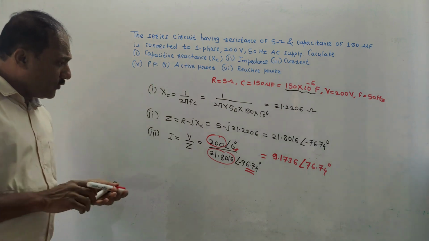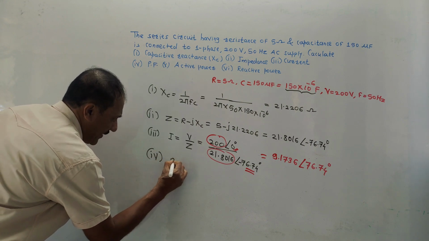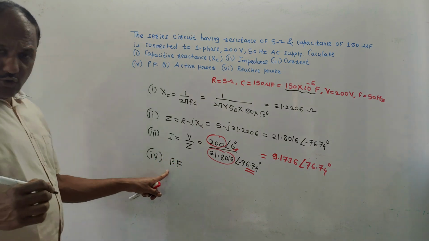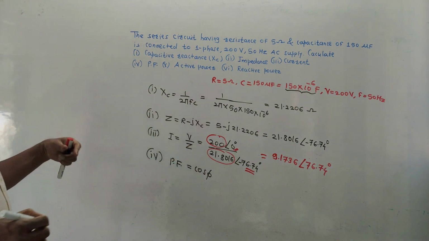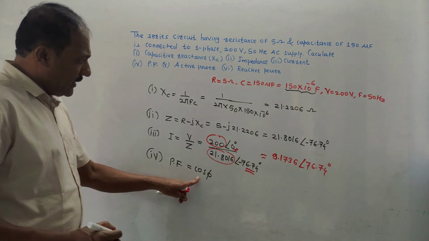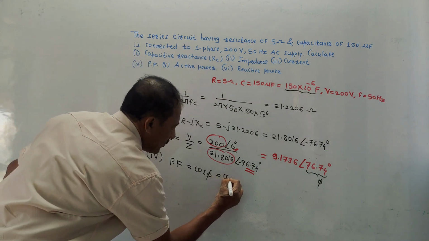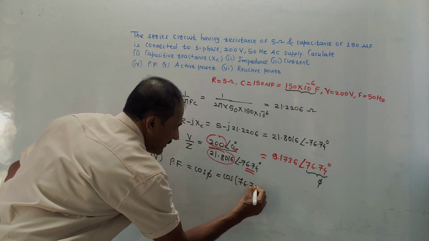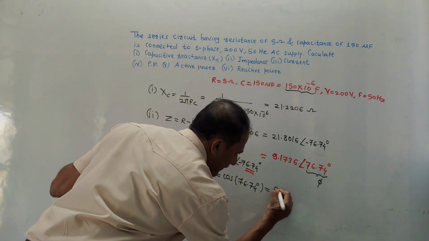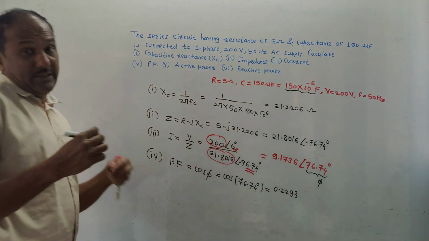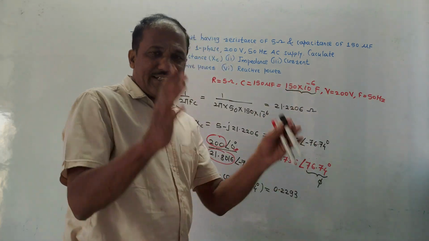Next part, it is asked to calculate the power factor. So do remember the standard formula for power factor. PF is the notation used for power factor, which is given by cos phi. This angle is known as angle phi. So it is cos of 76.74 degree. Pretty simple calculation. So the answer will be 0.2293.